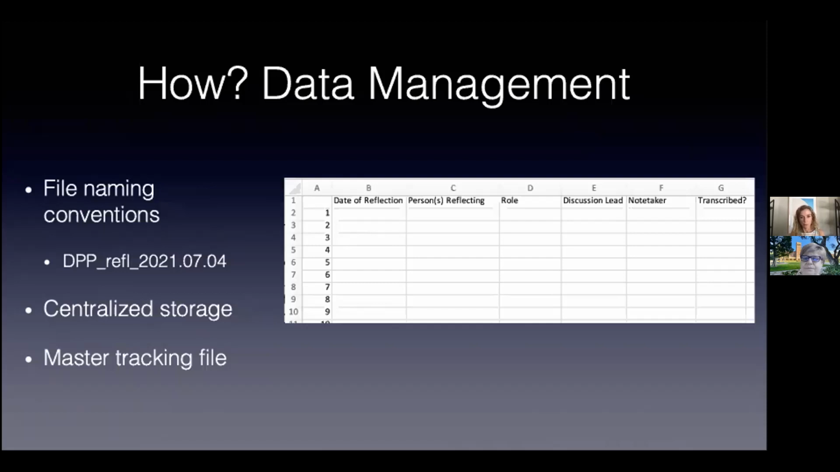What were the dates? Who are the people? What are the roles? Who was leading that one? Was there a note taker? Sometimes a discussion lead will also take the notes. Sometimes you have a separate person. It just depends on what you have in terms of resources for the team. And then if you are transcribing them, has that been done yet? Again, most of the time I do not, but that is an option.